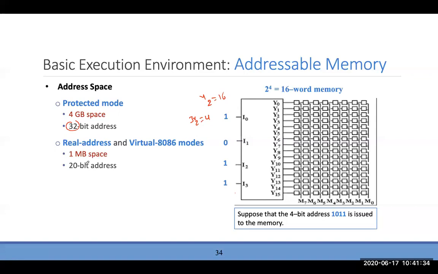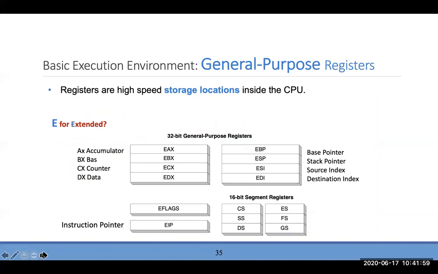Okay, and if you give us just 20, so 2 to the power 20, that's going to give you about 1 million. This is 4 billion words instead of 16. But the idea is to reduce the scale so that you can get a feel for what it is like. All right, so we're going to continue with the execution environment.